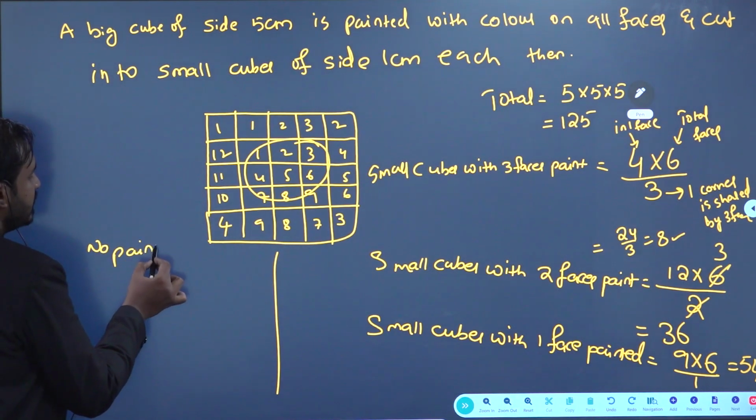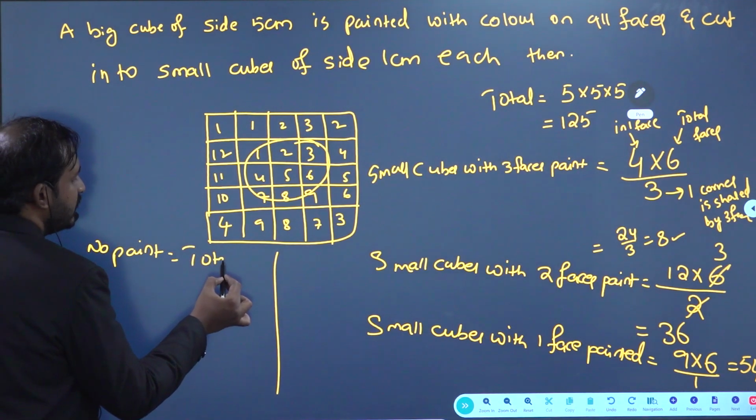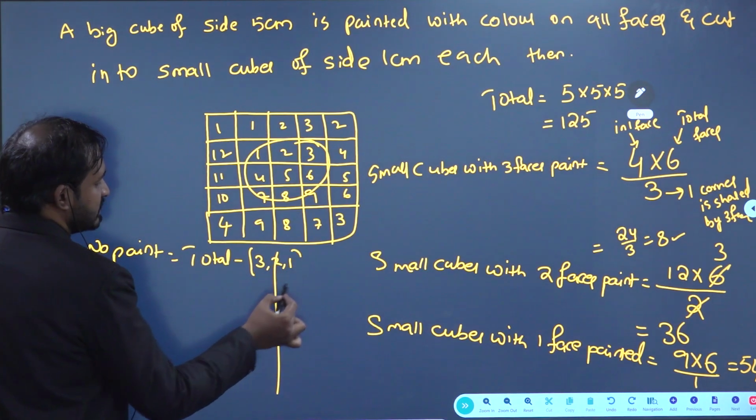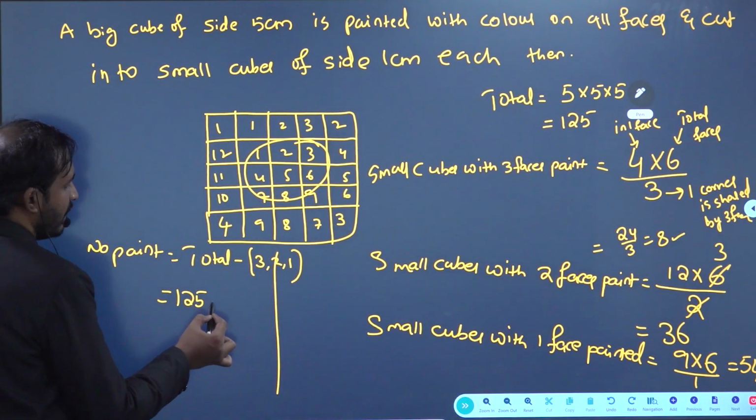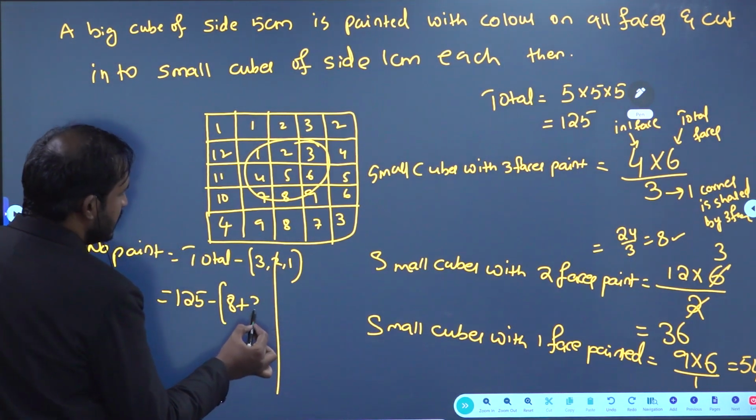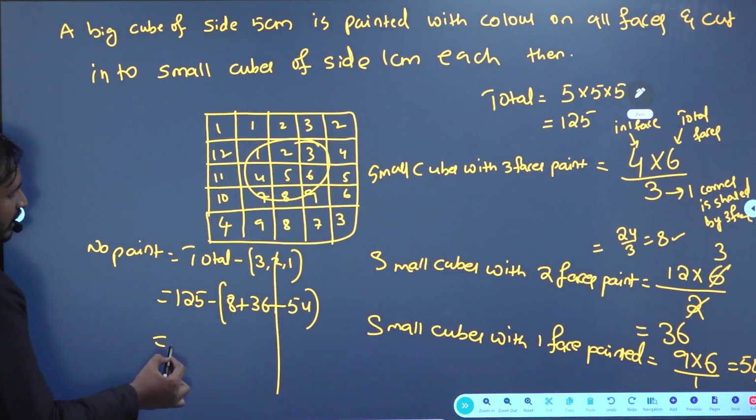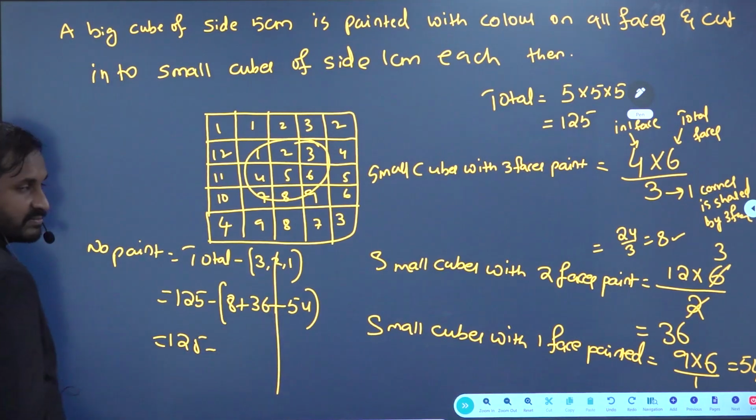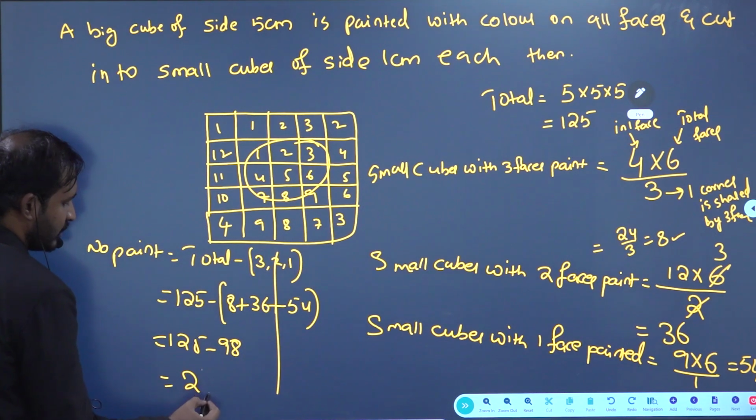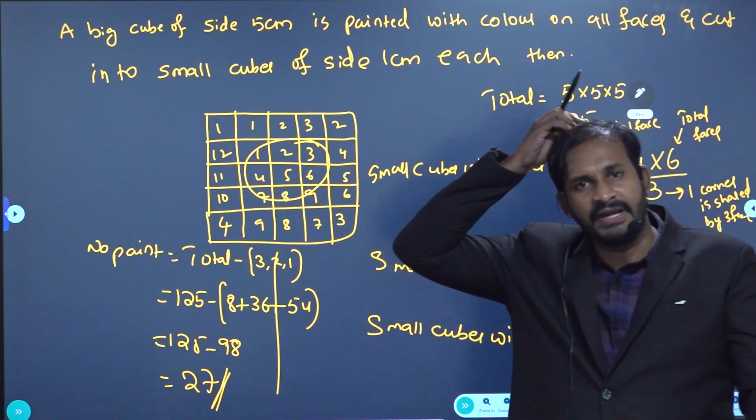Now I need to count the cubes with no paint. Sir, how do we do that? There will be middle cubes which will not get painted at all. So how will we calculate those middle ones? Total minus paint on 3 sides, 2 sides and 1 side. So total is 125, minus paint on 3 sides, 8, paint on 2 sides, 36, paint on 1 face, 54. So 36 plus 54 is 90, 90 plus 8 is 98. So we will have 27 small cubes which will not get paint at all.